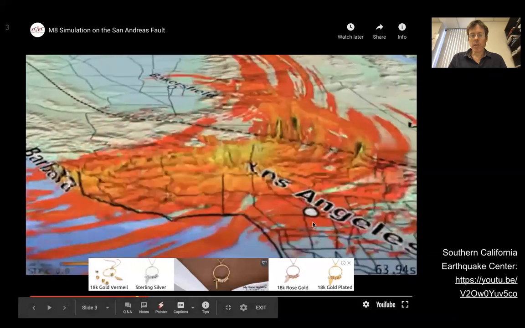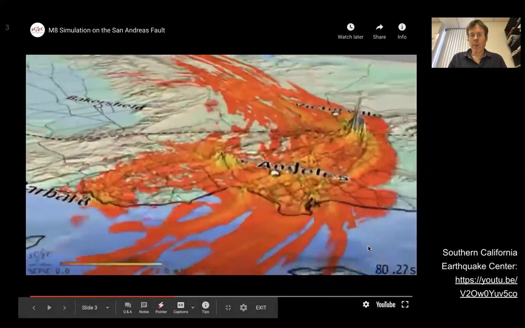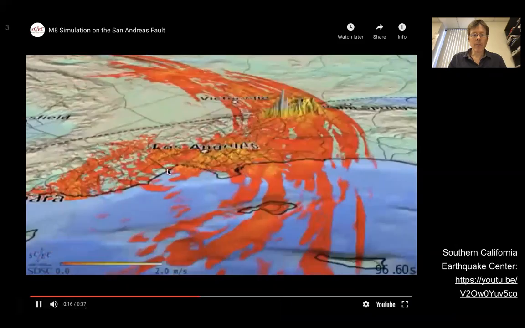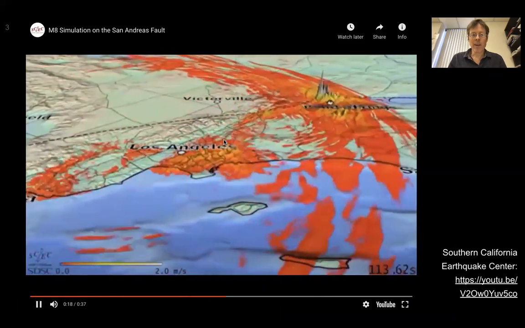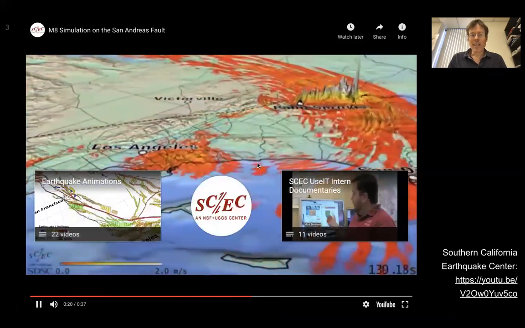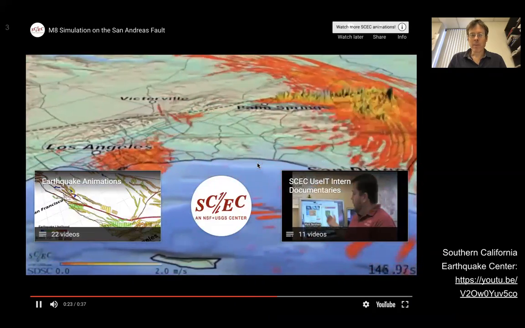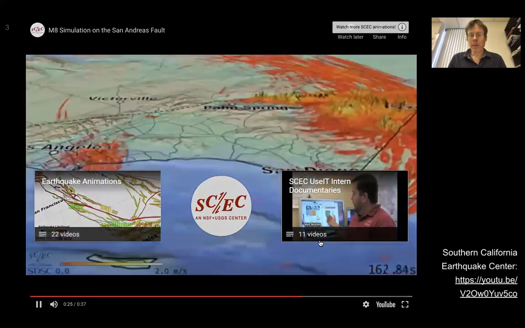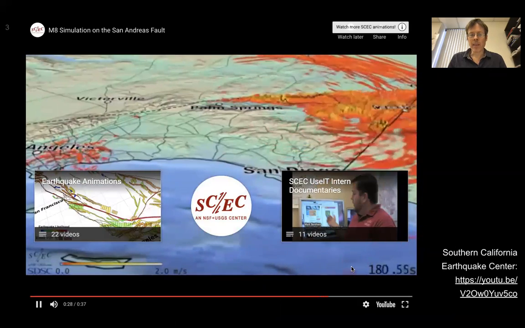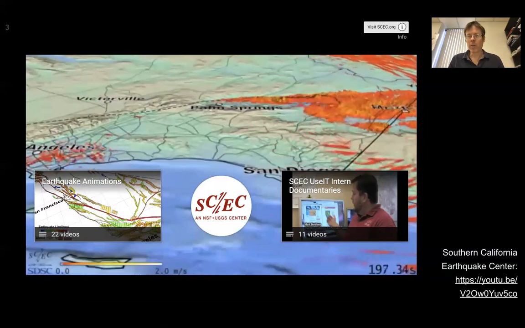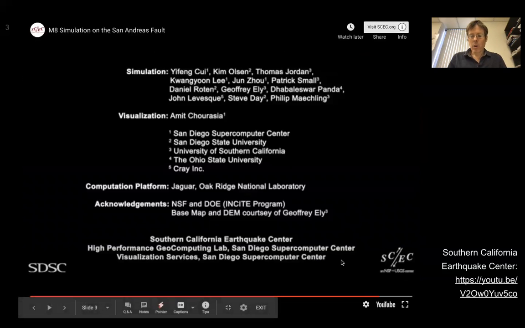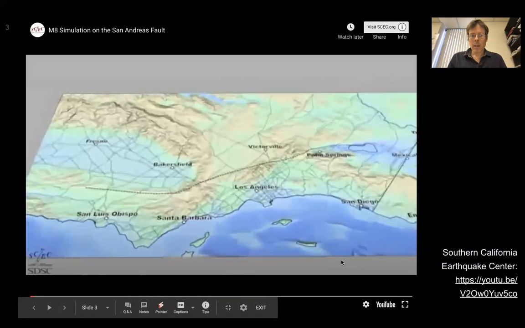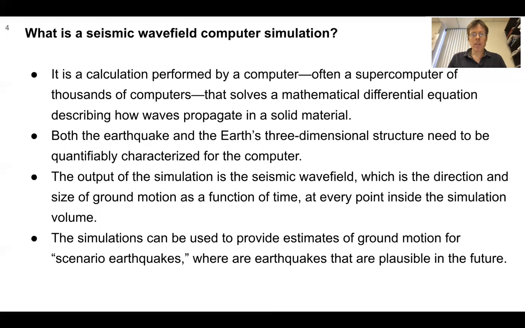Here's the Los Angeles region right here, and propagating, continue to propagate. A lot of wave motion still sitting around, lingering in Los Angeles as this continues on. Still finishing there at about 180 seconds down there at the end. So 3 minutes and still there's ringing around. So this movie is a spectacular display of both the visualization but also the computation behind that complexity.